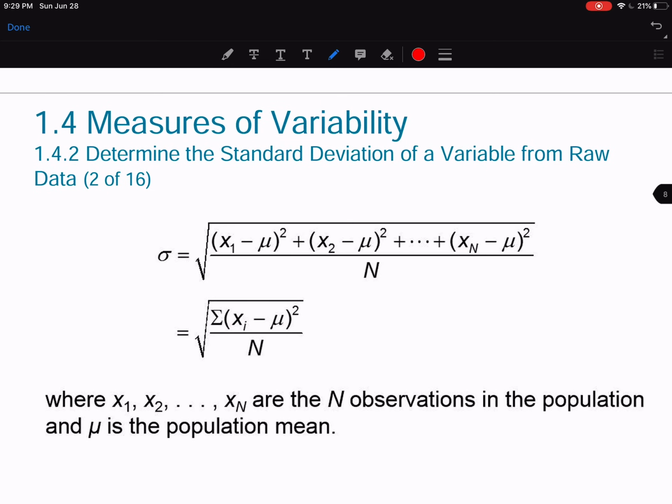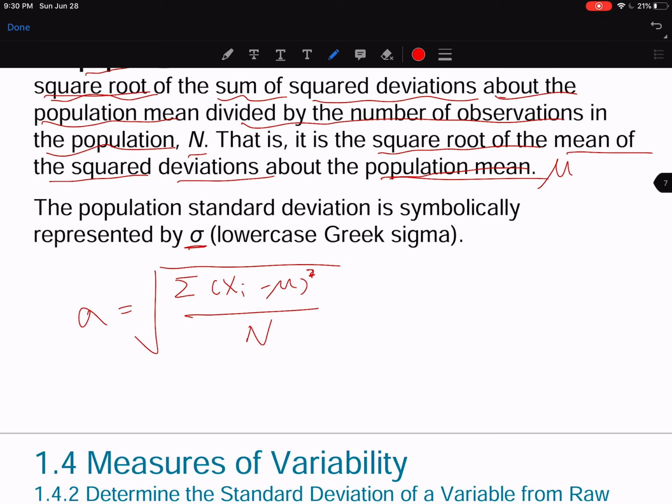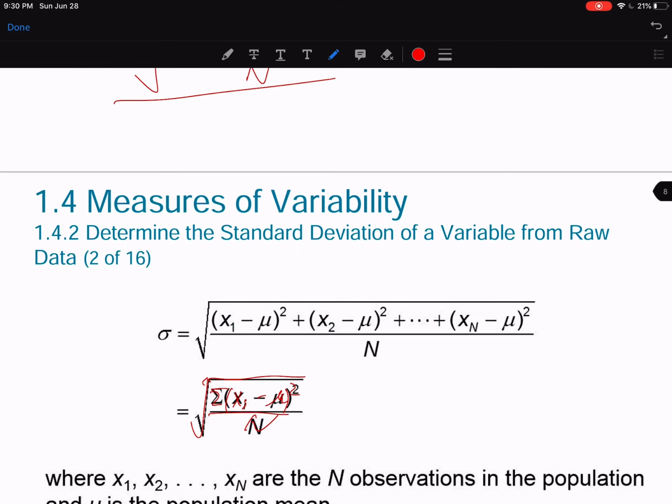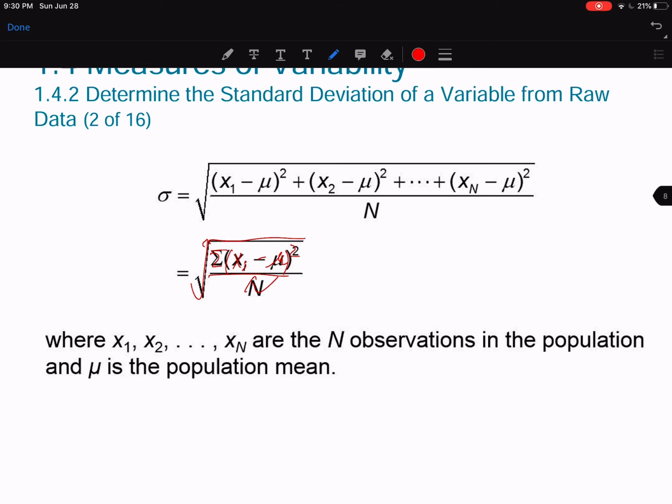And we also have the formula on the slide here. Sigma is equal to the square root of the sum of xi minus mu squared over N, which is exactly the same thing as what we got up here. Of course, x1, x2 through xn are the n observations in the population, and mu is the population mean.